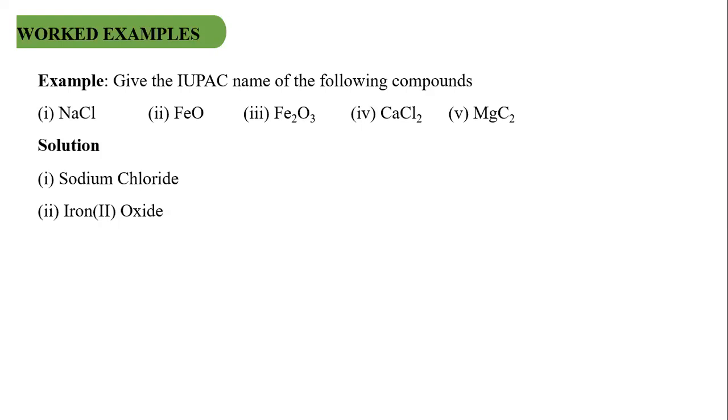Iron 3 oxide. Iron 3 oxide is correct for 3 points. Iron 3 oxide is the name for the third one, as you can see. Excellent work. Calculate the oxidation number of iron over there, you get 3. You get +3.